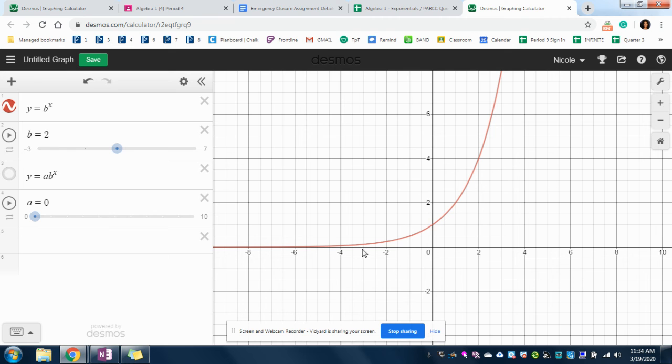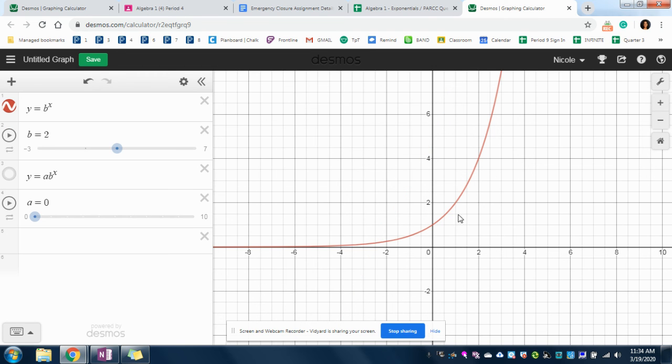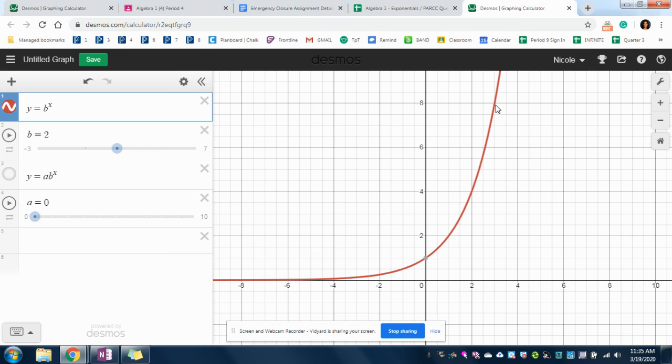Versus a linear function grows at a constant rate, right? So if I look at this and I put y equals 2x, or let's do 2x plus 5, we have a linear function and it grows at a constant rate, right? Versus an exponential function, it grows at an exponential rate, meaning we have 0, 1, but then we have 1, 2. It's not exact because I can't get it there. There it is. 1, 2. And then we're going to have 2, 4. And then we're going to have 3, 8.